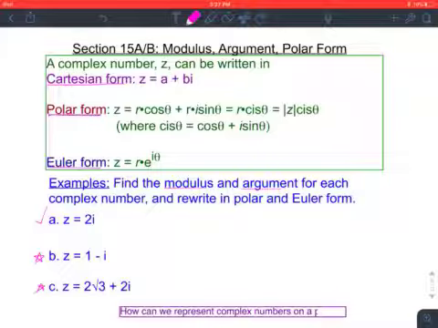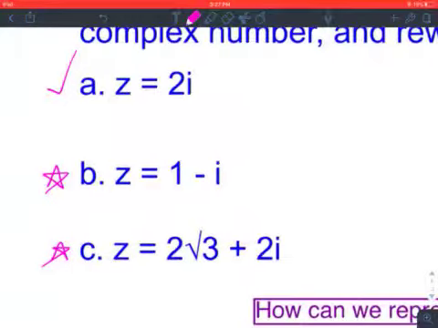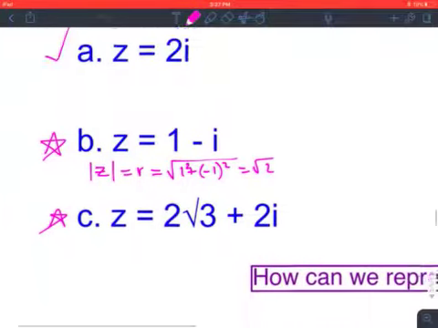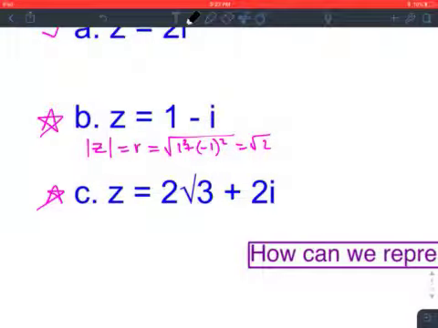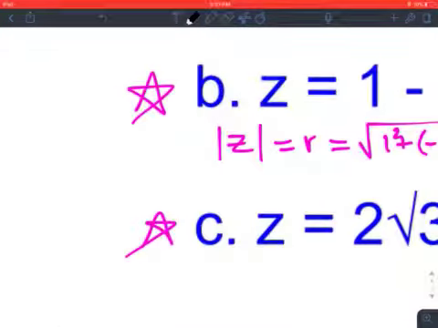So we need to know the modulus and the argument. Well, the modulus is equal to r, which is the square root of 1 squared plus negative 1 squared, equals square root of 2. And to find theta, let's find out how to do that.